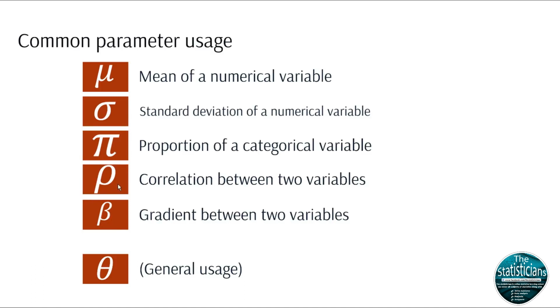Rho is used when you're dealing with the correlation between two variables, and beta is used for the gradient between two variables, and that's often used in regression, which is a very important topic in statistics, and one for which I've put together a whole series of videos. So you can investigate the videos I've done in regression if you like.